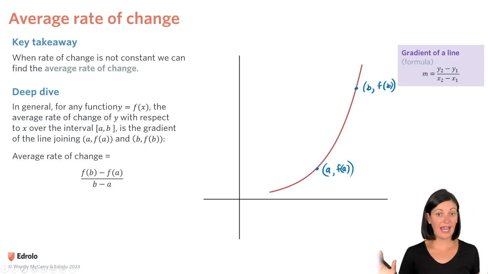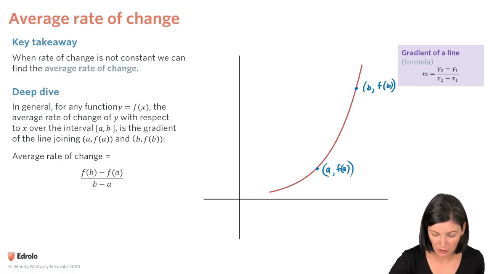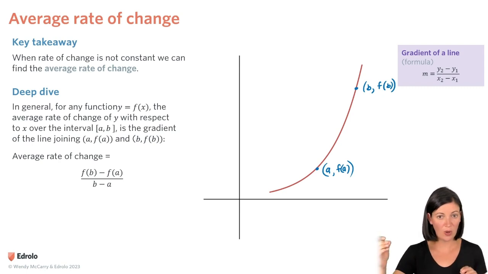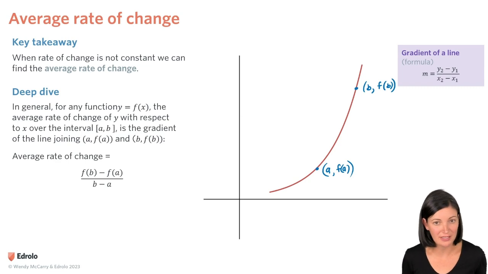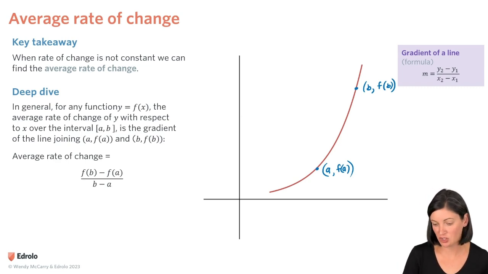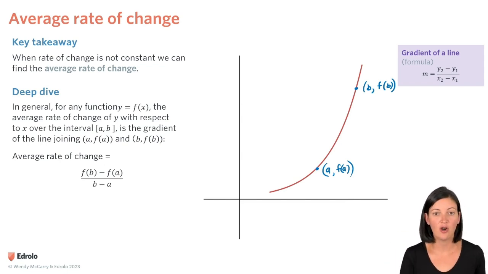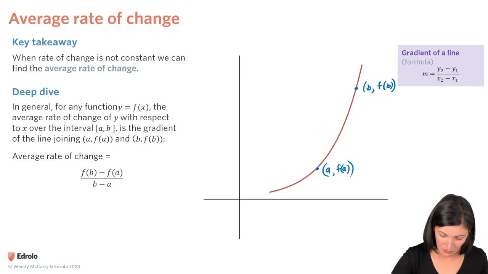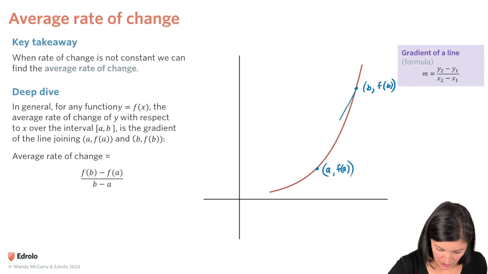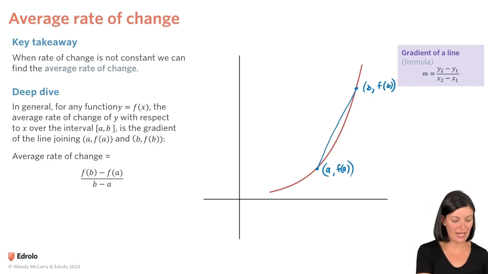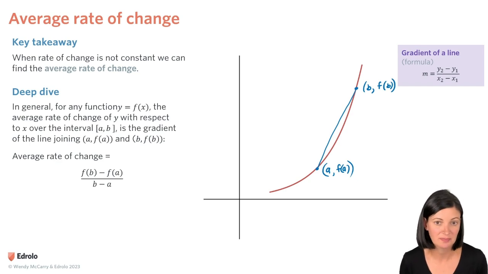If I want to find the average rate of change between those 2 points, all I have to do is calculate the gradient between those 2 points, right? And the gradient of any line is just the change in y, y2 minus y1, over x2 minus x1. In terms of A and B, we just have f of B minus f of A over B minus A.